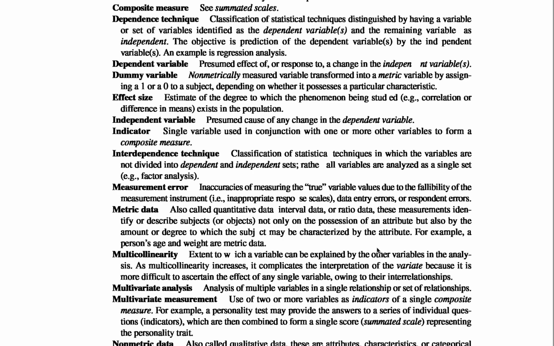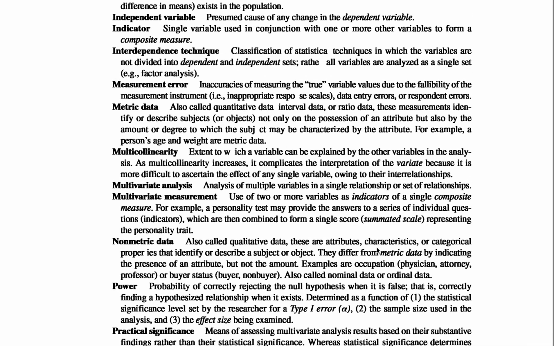Indicator, single variable used in conjunction with one or more other variables to form a composite measure. Interdependence technique, classification of statistical techniques in which the variables are not divided into dependent and independent sets. All variables are analyzed as a single set, as in factor analysis. Measurement error, inaccuracies of measurement of the true variable value due to the inappropriateness of the measurement instrument, that is, appropriate scale, data entry error or respondent error.